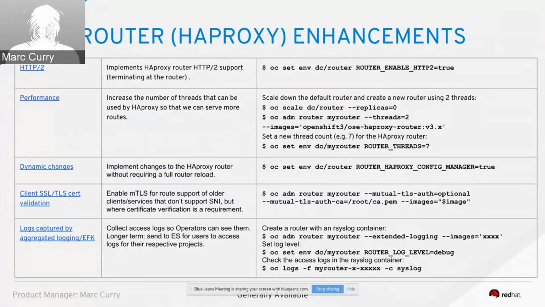So customers want to be able to see traffic to their routes. So by deploying the router with an rsyslog sidecar container, we can collect access logs so that operators can see them in the aggregated logging stack. Next slide, please.